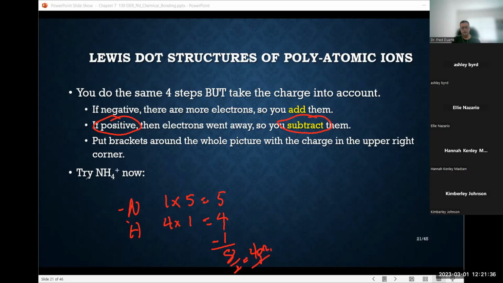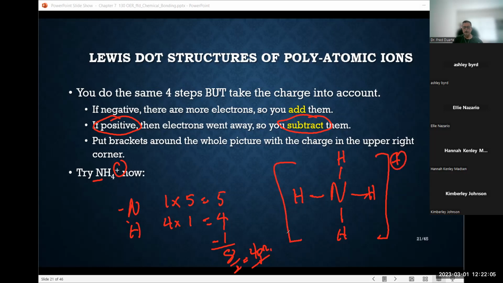4 pair of valence electrons. The nitrogen is the central atom, so we can quickly put nitrogen down. And then there's 4 hydrogens bonded to the central atom. So we go 1, 2, 3, and 4. We bond the hydrogens. Okay, and then it's a polyatomic ion because it's a positive charge. We put the bracket with the charge in the upper right corner. And so that is the Lewis dot structure for the polyatomic ion called ammonium.